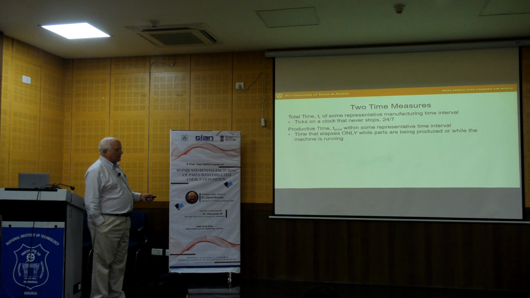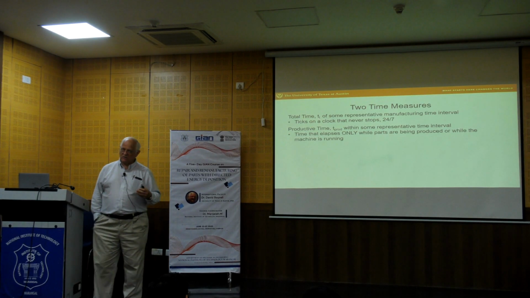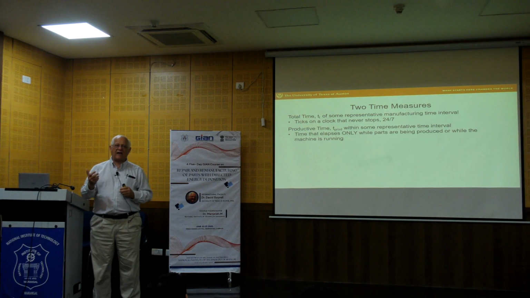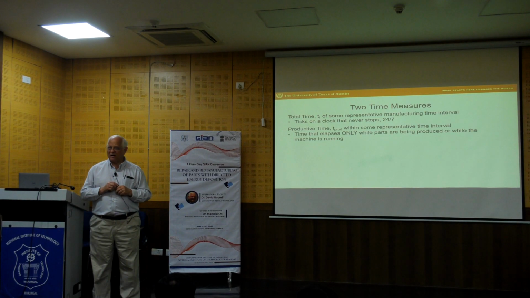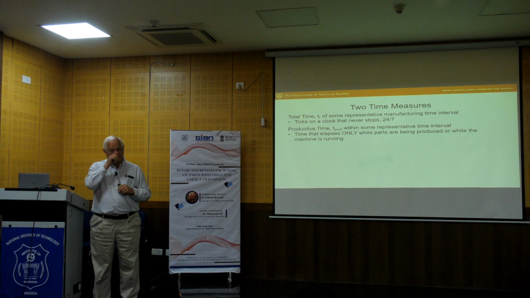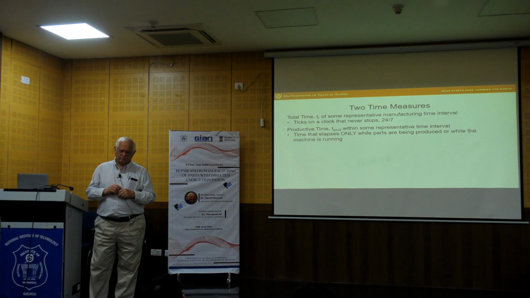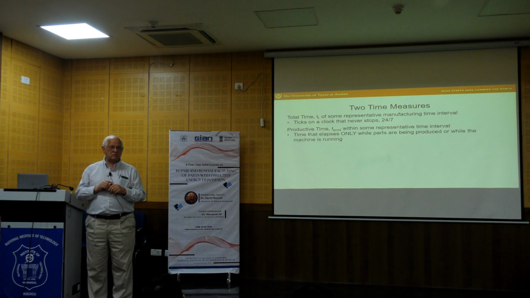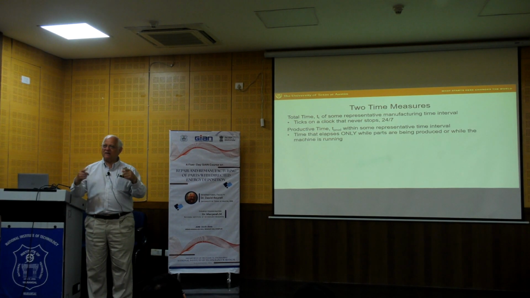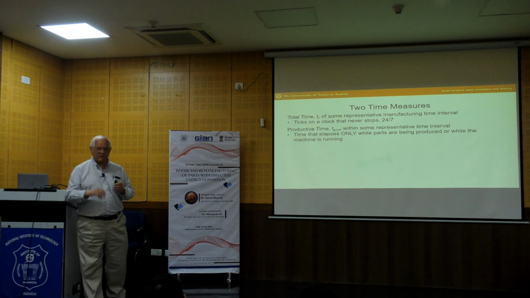But there's also productive time that enters into the equations. The productive time is like I have a stopwatch, and when I start making parts, I start the stopwatch, and when I stop making parts, I stop the stopwatch. That's so-called productive time. So, for example, let's say we have a 40-hour work week. The total time would be 7 times 24 hours, whereas the productive time would only be 40 hours. So productive time only tracks while we're producing parts. Total time tracks all the time, no matter what.